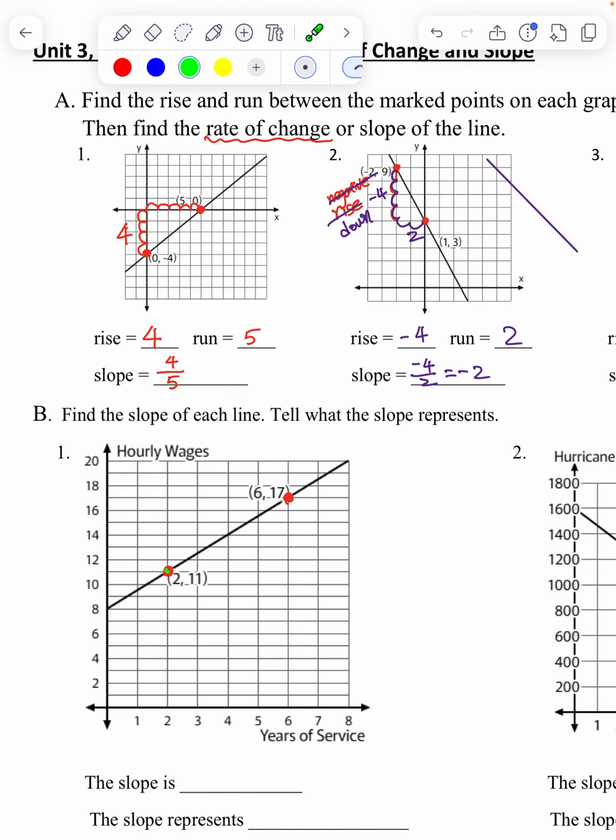So this point means if you work for the company 2 years, how much money are you going to make? You make $11 every hour. So if you work 2 years, you make $11 per hour. For this point, if you work for the company 6 years, your earning is going to be $17 per hour. So the longer you work for the company, the more they pay you.